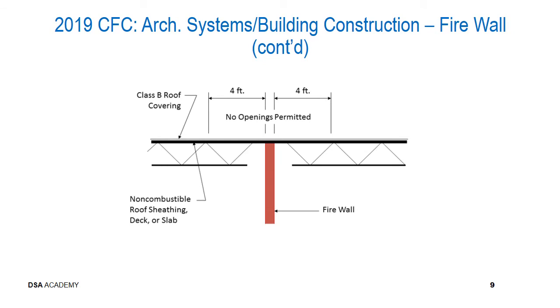And again, another example. This picture depicts designs from 706.6 Exception 3. Note that the firewall again does not terminate above the roof, but it terminates at the underside of a non-combustible roof deck or slab. It also has a Class B roof covering, as in the previous example, and again, no openings are permitted within 4 feet.